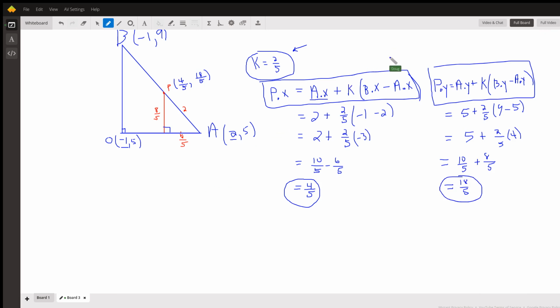And these are the two formulas that you want to remember right there, where A is the starting point, B is the ending point. We're going from A towards B.